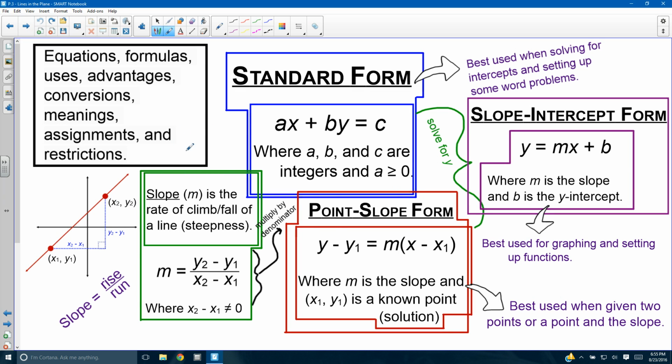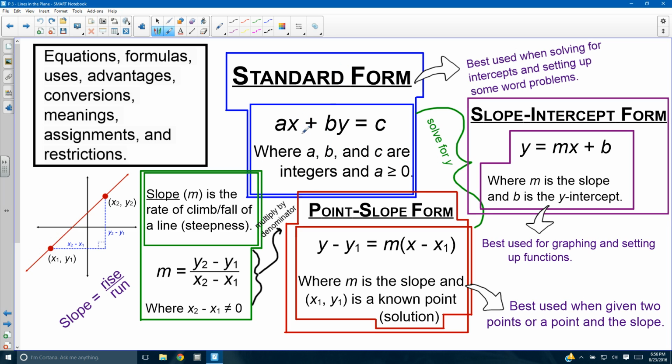All right, I built this nice, big, elaborate looking thing here. They all mean something. Here are all the different equations, formulas, uses, advantages, conversions, meanings, assignments, and restrictions for these three different forms that you might be graphing a linear equation. Okay, now where to start, right?